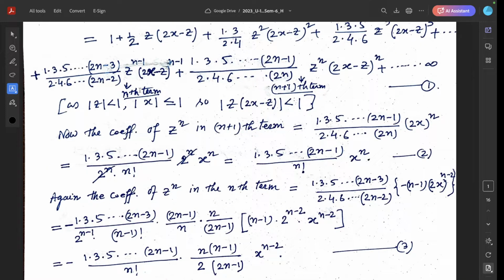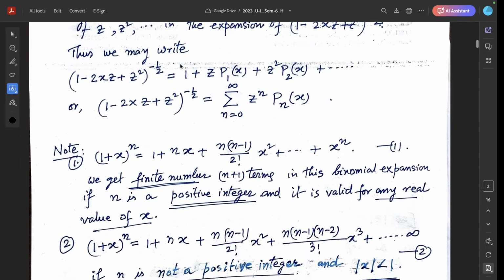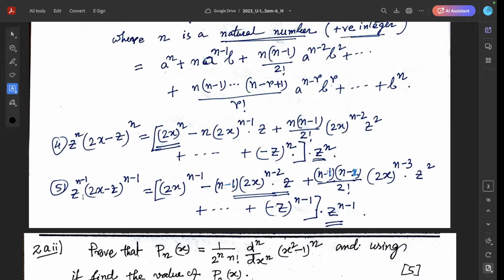And again, the coefficient of z to the power n in the nth term. If we expand z to the power n minus 1 into (2x minus z) to the power n minus 1, we get (2x) to the power n minus 1 minus (n minus 1)(2x) to the power n minus 2 into z, and so on, multiplied by z to the power n minus 1. We get z to the power n from (2x) to the power n minus 1 into z to the power n minus 1, and from the z term into z to the power n minus 1. So the coefficient is minus (n minus 1)(2x) to the power n minus 2.